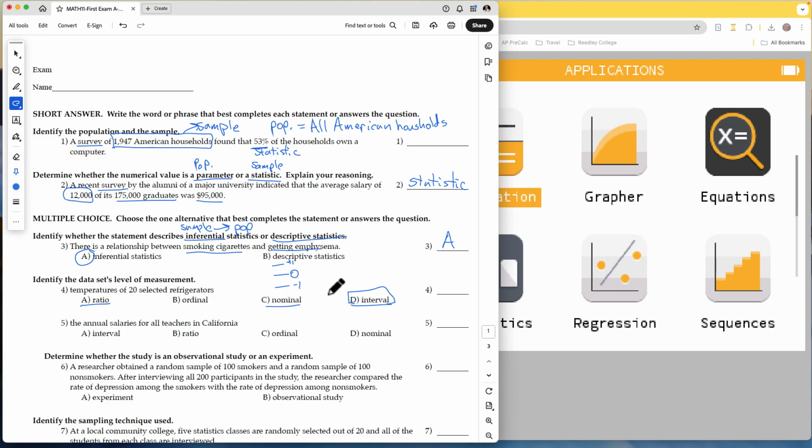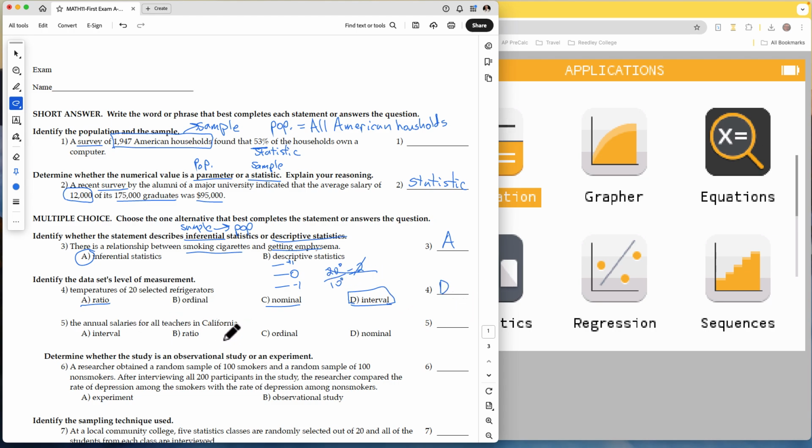And in fact, if you try to make a ratio, is 20 degrees twice as hot as 10 degrees? We do this. Yeah, you get a 2, but how about 9 degrees compared to 20 degrees? There's a difference. We could subtract them, but dividing the units really doesn't give us anything of value. So we're going to go with interval.